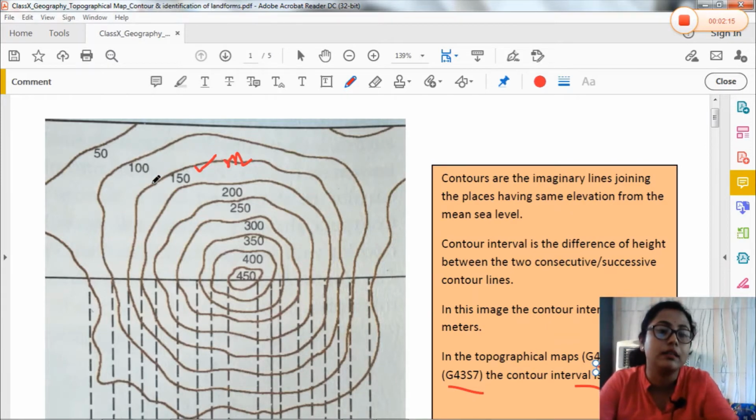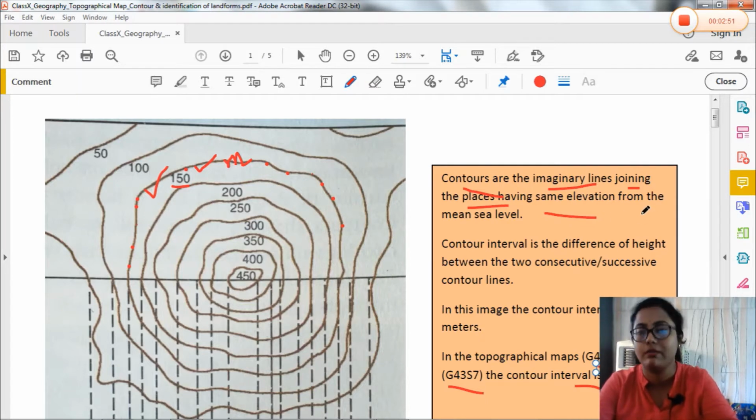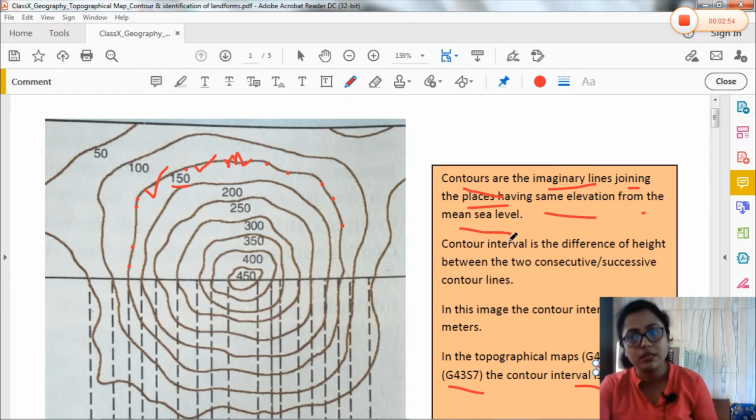Contours are imaginary lines joining the points having the same elevation from the mean sea level. So what is the value written here? This is 150 meter. What does it mean? It means the elevation of the points joined by this line is 150 meter from the mean sea level. This is called a contour line. Contours are the imaginary lines joining the places having the same elevation from the mean sea level. This is called a contour, or contour lines.